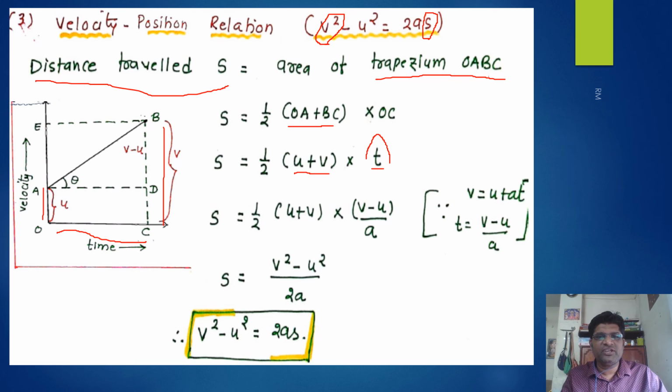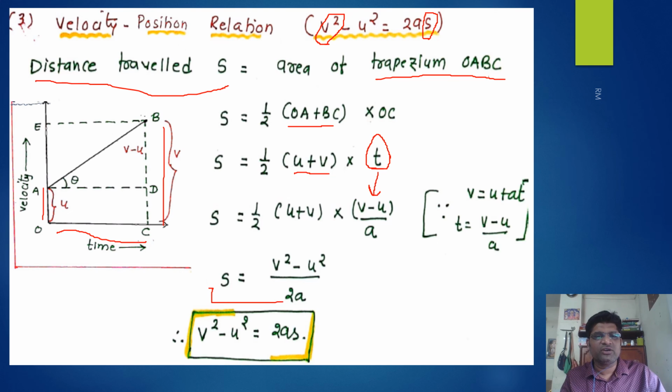Again we'll use the first equation, and from the first equation you can say that T is equal to V minus U by A. Because V is equal to U plus AT, make T the subject, you end up having V minus U by A. Substitute the value of T in this equation. So you will have V minus U by A, and here it was U plus V by 2. So keep this 2A together, and you will use the formula A minus B, A plus B, so it's A square minus B square. With that formula you have V square minus U square. So S is equal to V square minus U square by 2A.